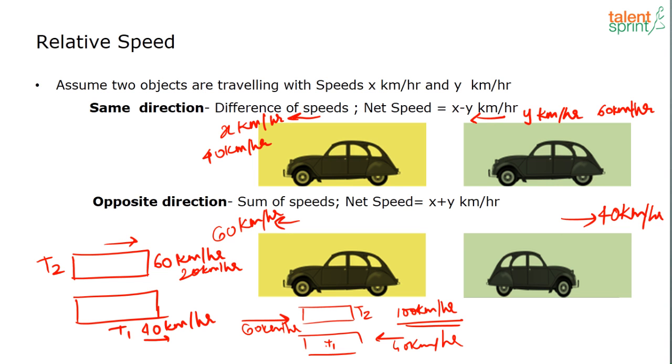See Sinduri, just keep in mind that if both the objects are traveling in the same direction, the net speed is considered as the difference between the speeds of the objects. If both the objects are traveling in the opposite direction, the net speed is nothing but the sum of the speeds of the objects. Okay?